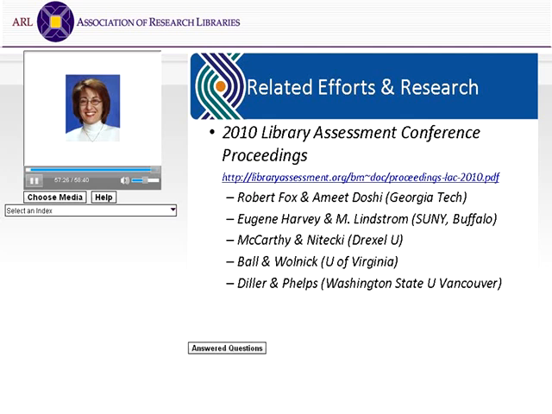I've highlighted on this slide the five articles that were published in the 2010 Library Assessment Conference Proceedings. They are available freely on the web. Georgia Tech, Bob Fox, and Amit Doshi wrote a paper there, and work from SUNY Buffalo and Drexel and the University of Virginia and Washington State University in Vancouver is also featured there.